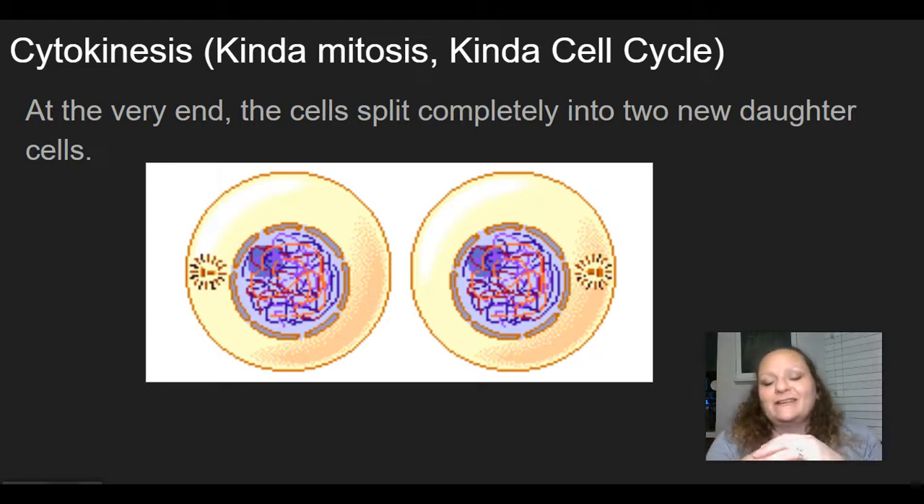And the really cool thing is they're identical. So when you go through mitosis, the cells, as they are reproducing, they're making exact copies of themselves.